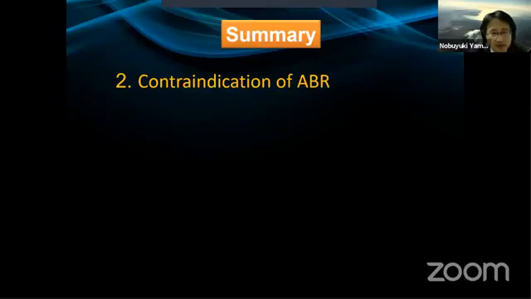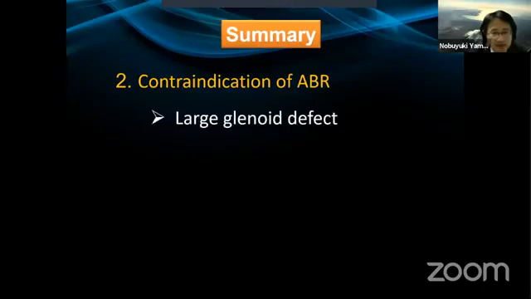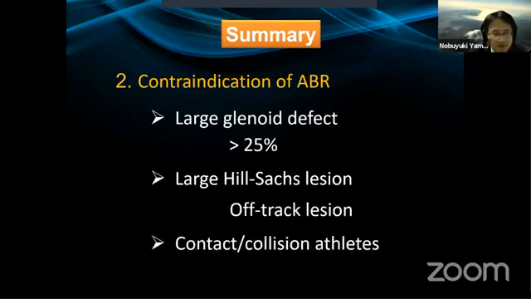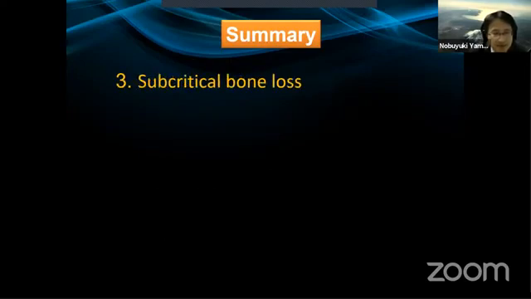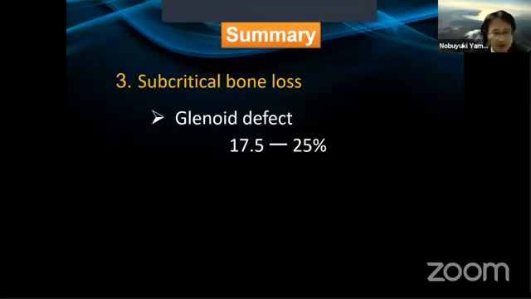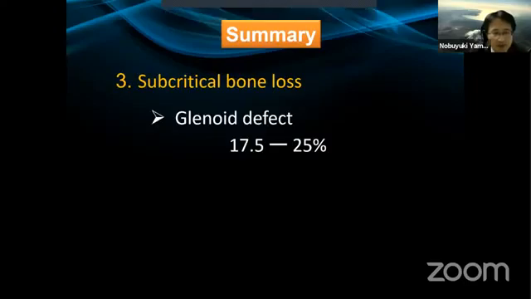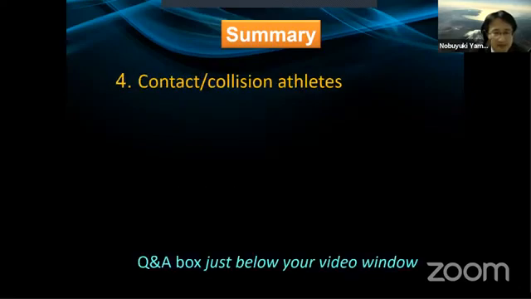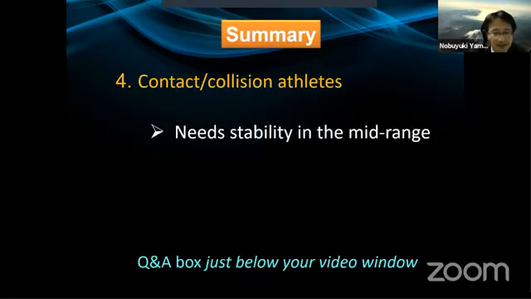Contraindications of the arthroscopic Bankart repair: large glenoid defect, greater than 25%, large Hill-Sachs lesion, off-track lesion, contact collision athletes. Subcritical bone loss: glenoid defect 17.5 to 25%, Hill-Sachs lesion, limb track lesion, contact collision athlete. They need stability in the mid-range, and the Latarjet procedure is a reasonable procedure for contact collision athletes.